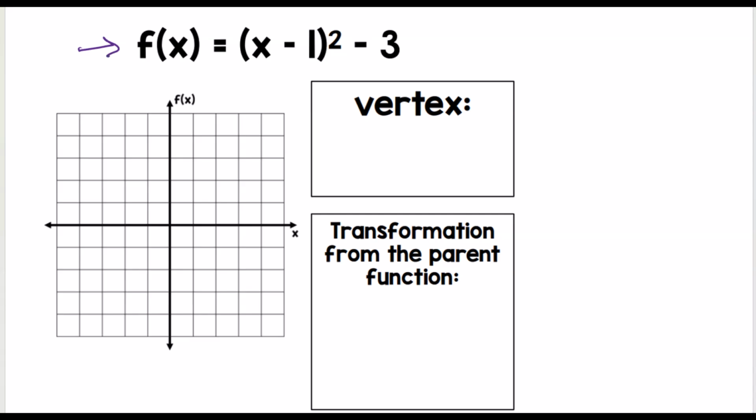So here is our function. We have f(x) = (x − 1)² − 3. So this would be our a value. I'm going to write it.